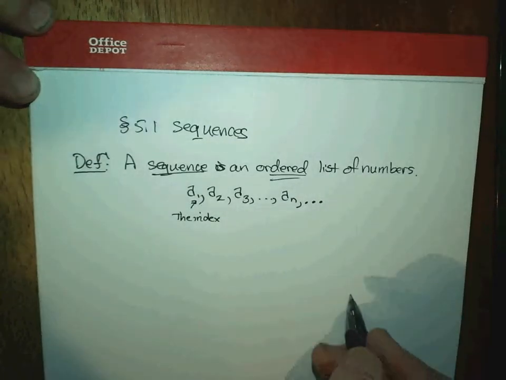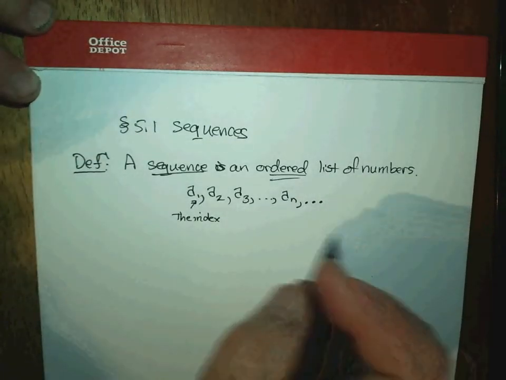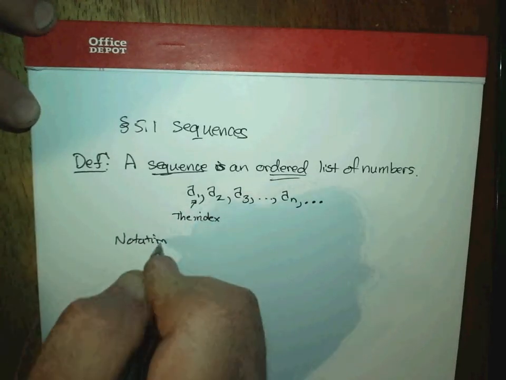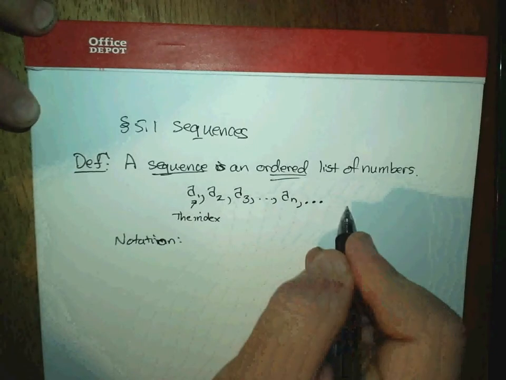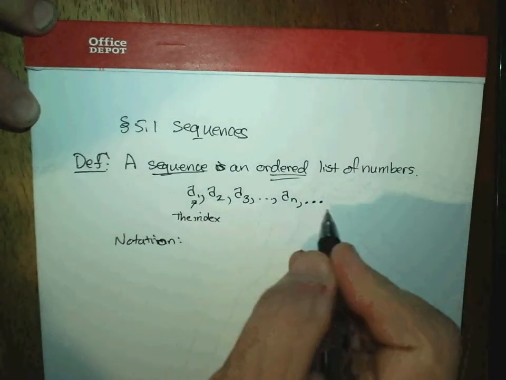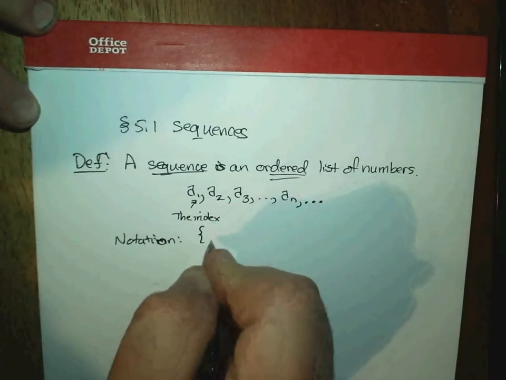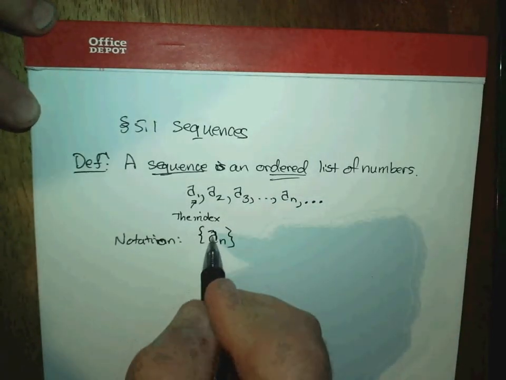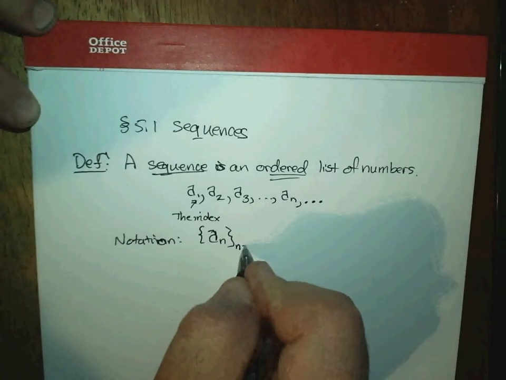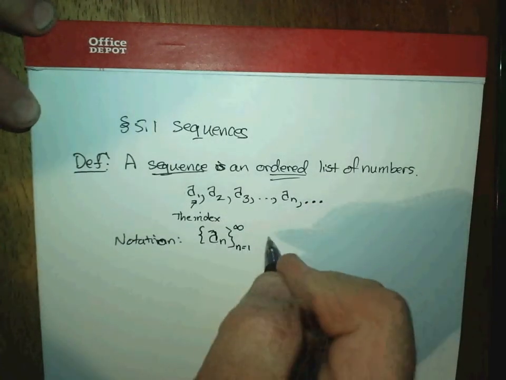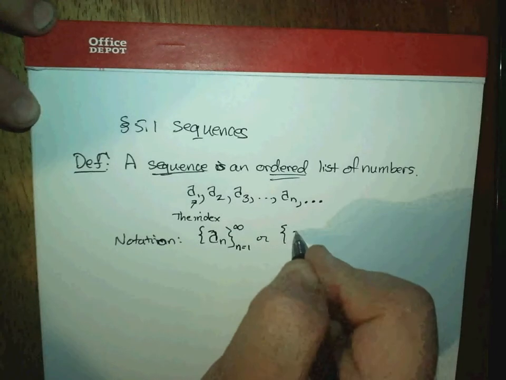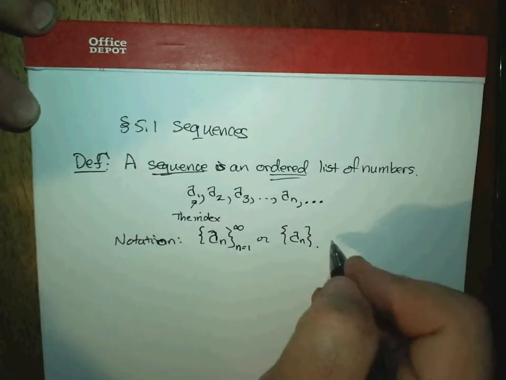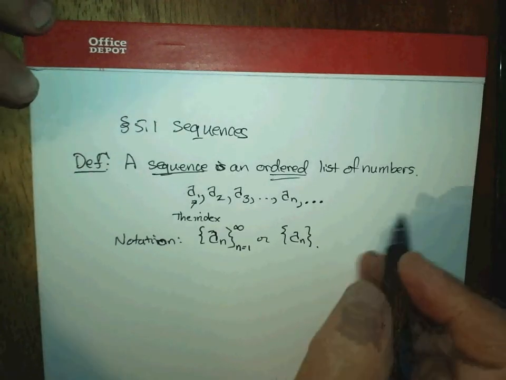Now the notation we can use for this, instead of always writing out the terms in an ordered list as we're doing here, we could also write this with curly braces. When we see the curly braces around an a sub n, sometimes we'll write n starts at 1 and goes to infinity, or sometimes we'll leave that off and just write the a sub n. But this is another notation for a sequence as well. It's the same sequence as up here.